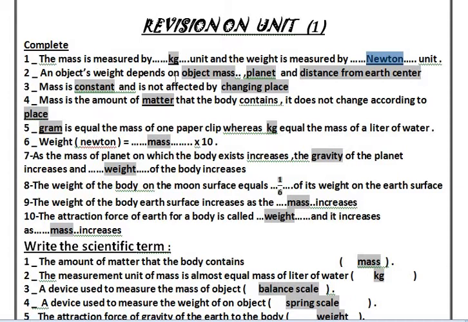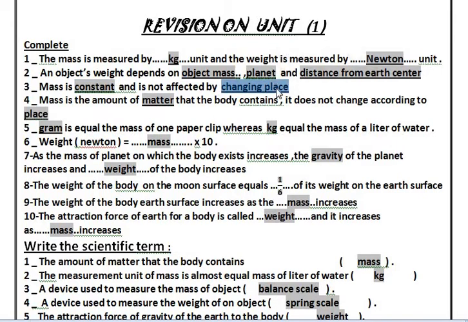الوزن بيعتمد على number 1 object mass, planet, and distance from Earth's center. Object mass, planet, distance from Earth's center. Number 3, the mass is constant, ثابتة, and not affected by changing the place.